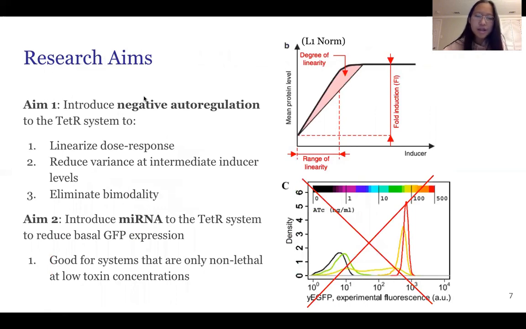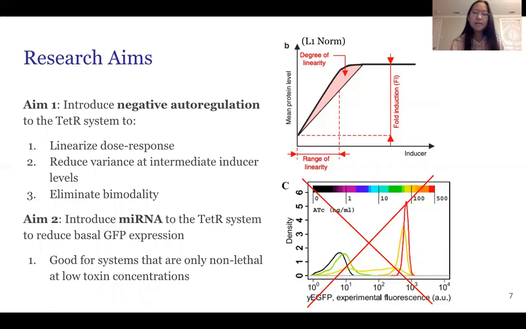So my research aims to take this TetR gene system and optimize several elements of it to make it more applicable to usage in gene therapy. So our first aim is to introduce negative autoregulation in order to, one, linearize the dose response, which refers to turning the sigmoidal curve into a linear curve, like the one shown right here. And we also want to reduce variance and eliminate bimodality, which goes hand in hand with linearizing the dose response.